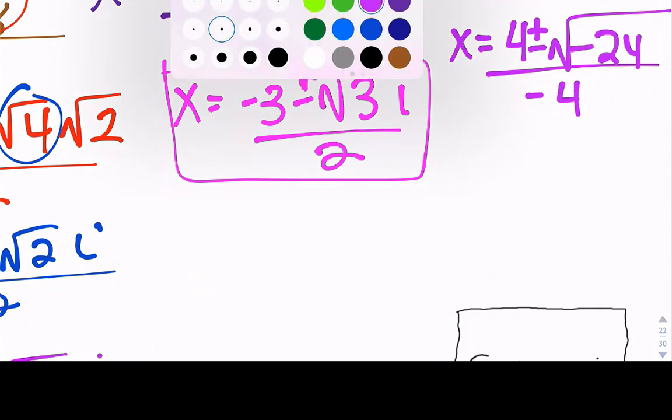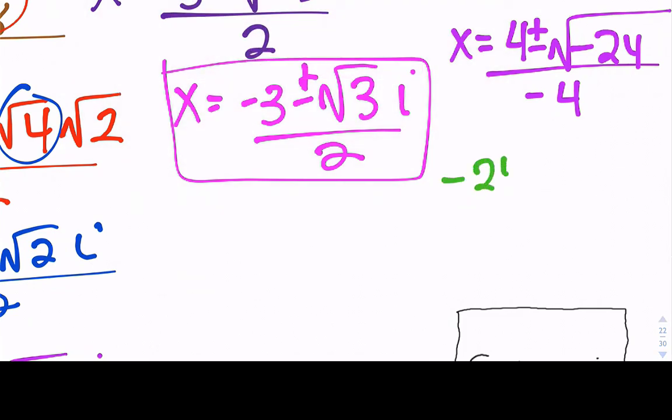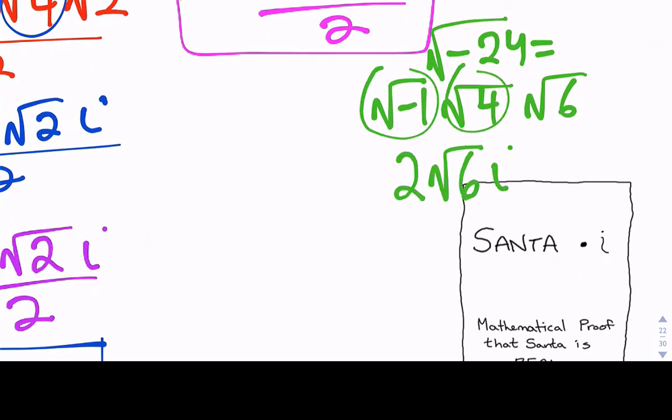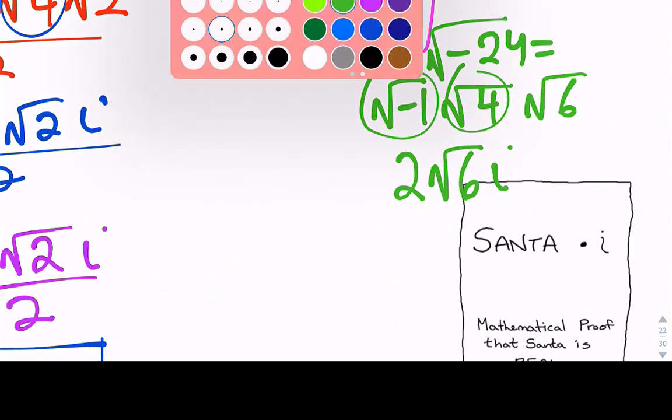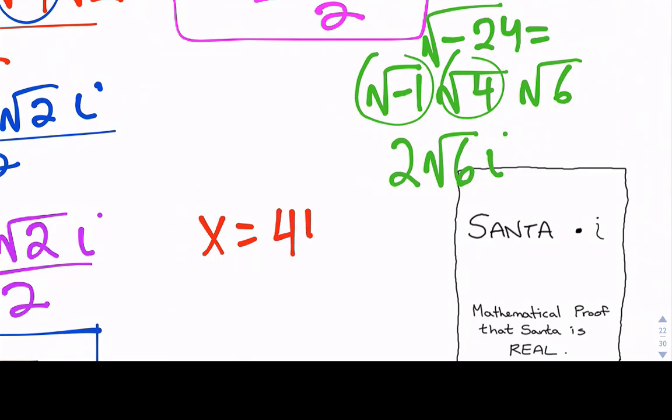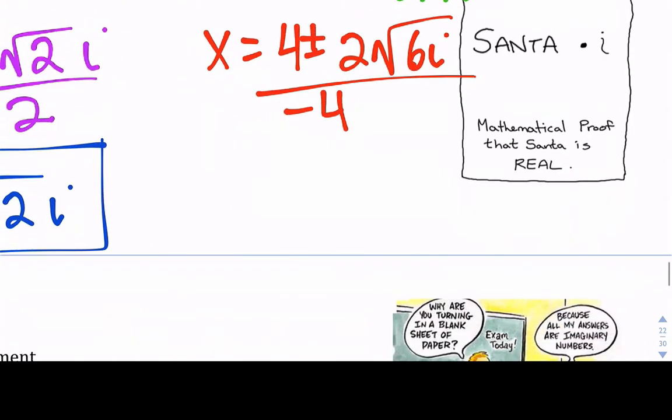Simplify that radical. I'm going to do this in a separate step. So negative 24 equals the square root of negative 1, square root of 4, square root of 6. So this becomes 2 square root of 6i. So here's the i, here's the 2. And then plug it back into quadratic formula. So x equals 4 plus or minus 2 square root of 6i over negative 4.